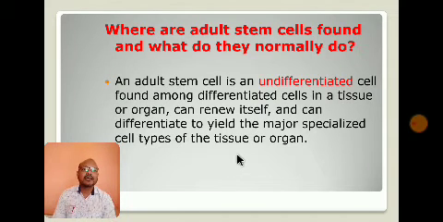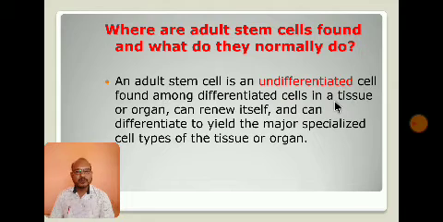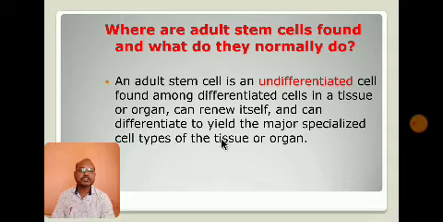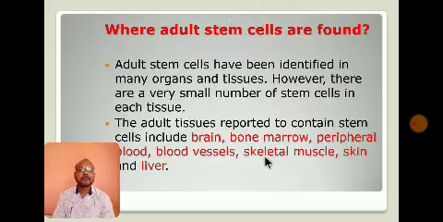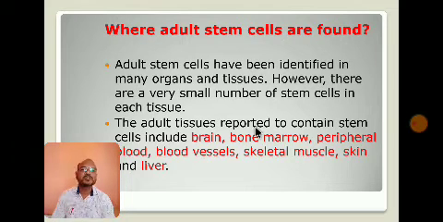So where are the adult stem cells found and what do they normally do? An adult stem cell is an undifferentiated cell found among differentiated cells in a tissue or organ that can renew itself and can differentiate to yield the major specialized cell types of the tissue or organ. And where are adult stem cells found? The adult stem cells have been identified in many organs and tissues. However, there is a very small number of stem cells in each tissue.